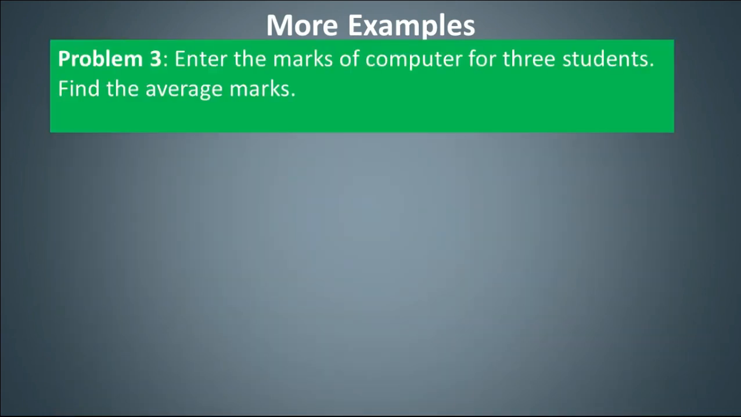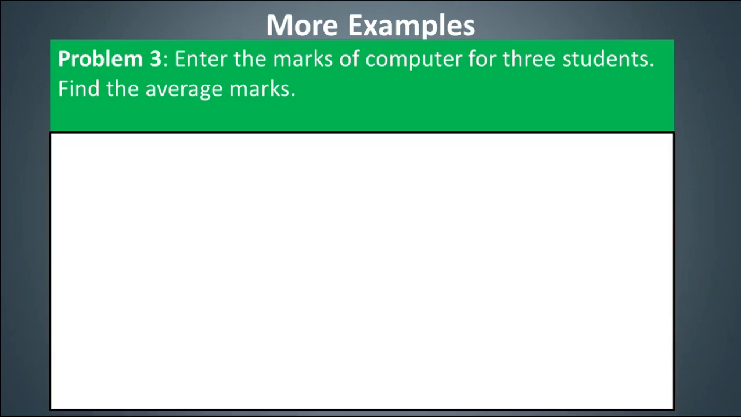So let us take one more example. Sometimes the values are not given to you in your problem. In a number of program cases, you will be given these kinds of problems like: enter the marks of computer for 3 students and find the average. So the problem is like your previous problem, but here the marks are not given to you. So marks for any 3 students.